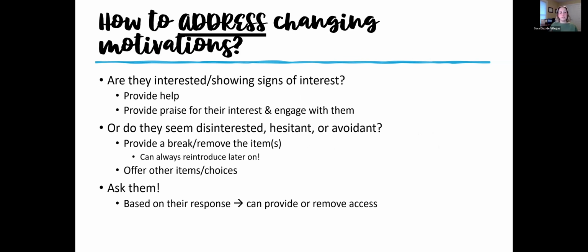The other thing we can do to address some of these changing motivations, again, is ask: are they interested? Are they showing any signs of interest? If they are, provide help. And another one that often gets overlooked is providing praise for their interest and for their engagement. It can be a very quick walk by. Again, teens can absolutely be moody. Attention may not be the most preferred in that moment. So however you can acknowledge them and let them know that you're encouraging them to continue, that would be a great time. It's what I call catching them when they're being good.